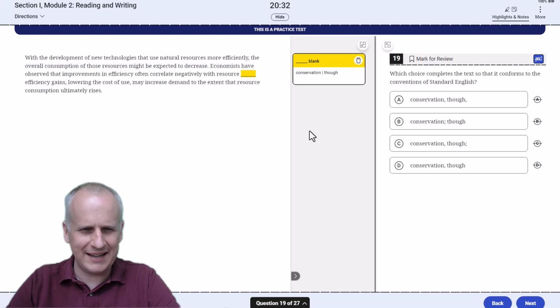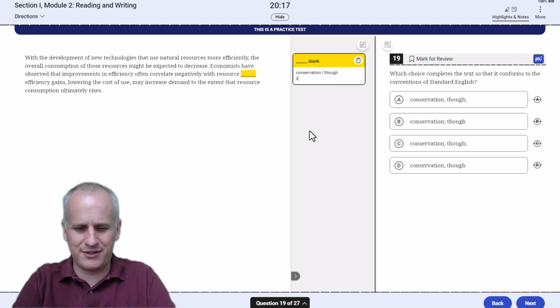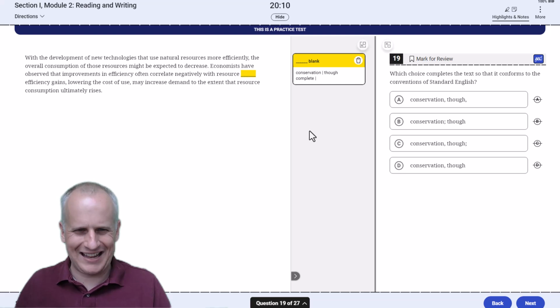So economists have observed that improvements in efficiency often correlate negatively with resource conservation. Okay, economists have observed is a subject verb, and we know what they observed, so this is a complete idea. You can see that, again, I didn't really care about that opening sentence. It's not going to affect the punctuation in the subsequent sentence, so we just read from economists.